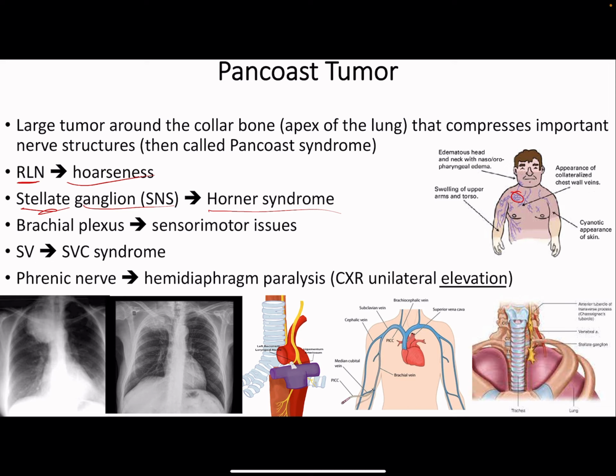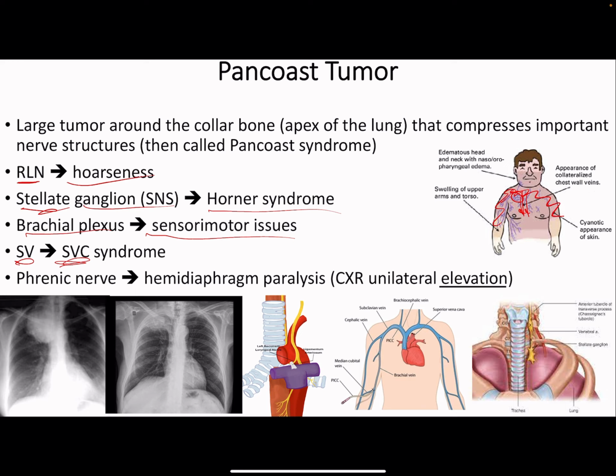Ipsilateral ptosis, so a drooping of the eyelid, and an inability to dilate the pupils. The brachial plexus being compressed can cause sensory motor issues. The superior vena cava being compressed can cause superior vena cava syndrome, where if blood can't drain into the right atrium, you can imagine that it sort of builds up then in the upper part of the body.